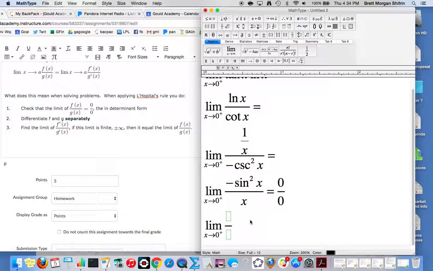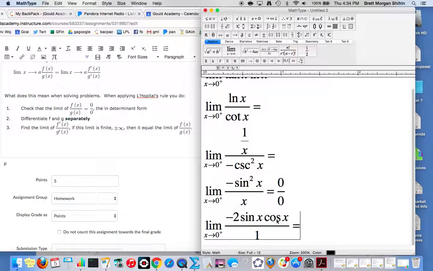of the denominator. Derivative of the numerator, remember the derivative of sine is cosine, but I have to apply the chain rule. So I get negative 2 sine x times the derivative of sine x, which is cosine x. Derivative of x is 1. So now I no longer have a case where the denominator is 0.